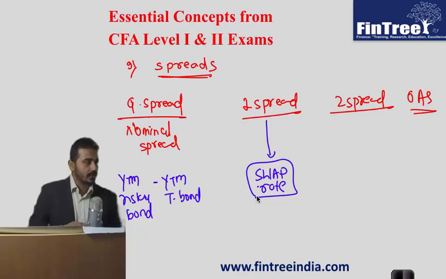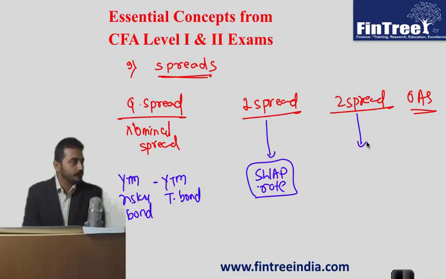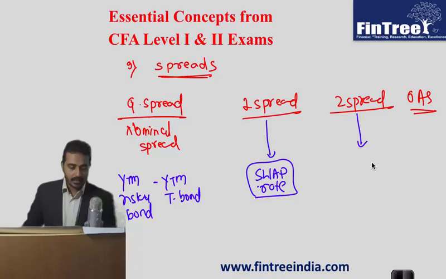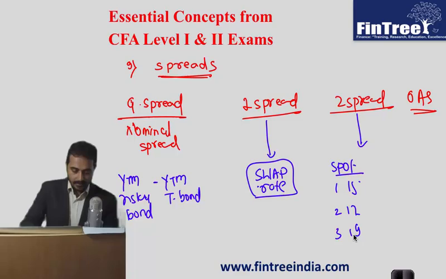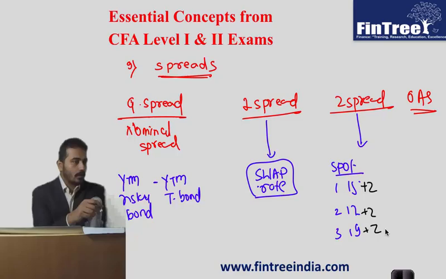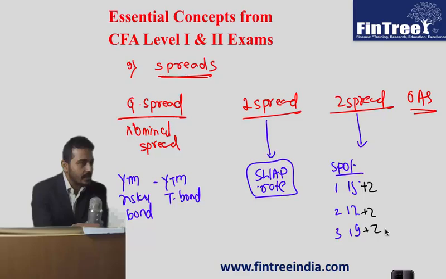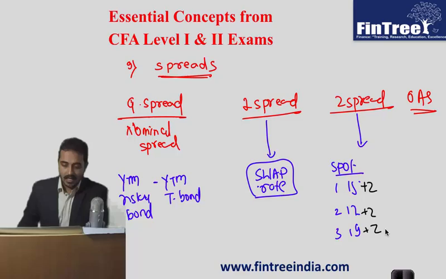Then Z spread. Correct. So if you have a treasury spot rate curve, let's say you have spot rate of year 1, 2, 3, 15, 17, 19, then what is that rate which should be added along the treasury spot rate curve to make present value of a risky cash flow equal to its market price? We call this the Z spread. Remember this. And then the last one is option adjusted spread.